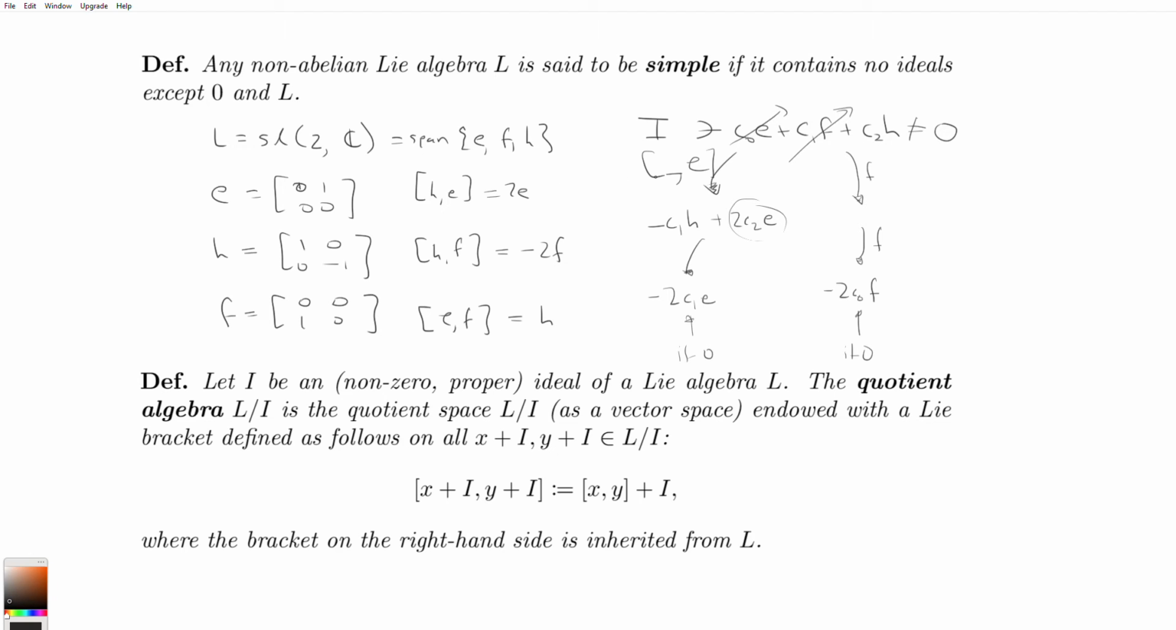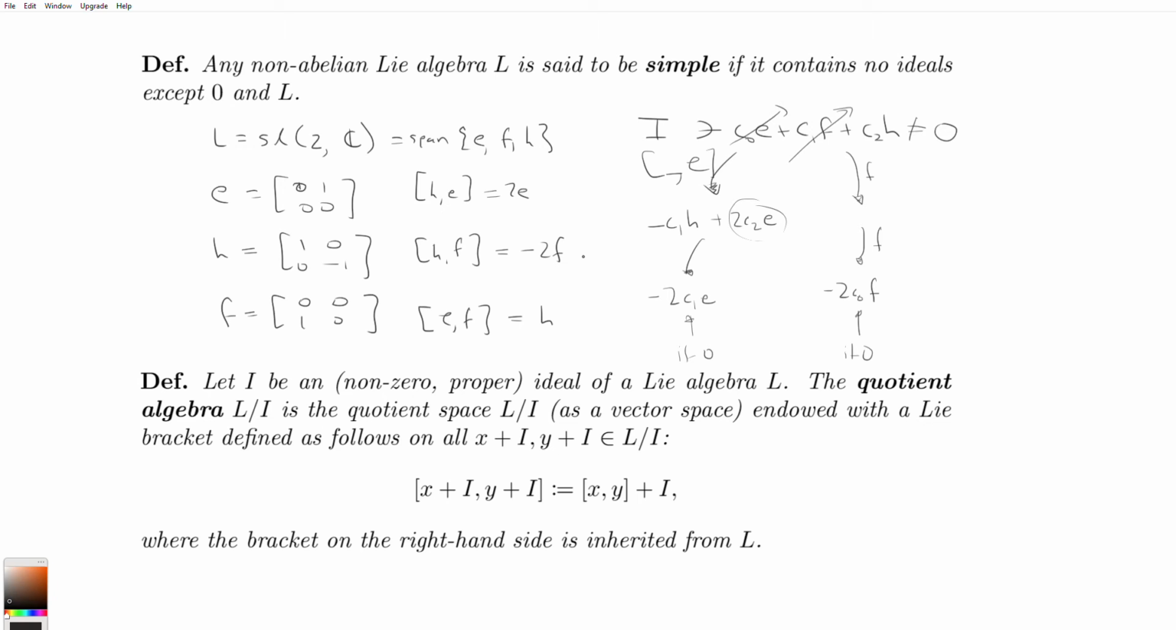and then by the argument at the start, E and F are in the ideal. So no matter what non-zero vector lies in an ideal, then E, F, and H, the basis vectors of SL2C, also lie inside. So this is an example of a simple Lie algebra. And the reason I spent so much time on this is because this is one of the most important simple Lie algebras.